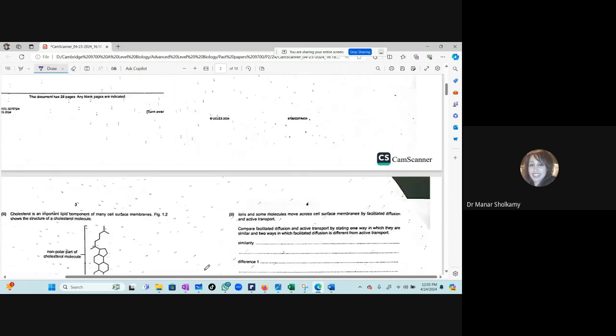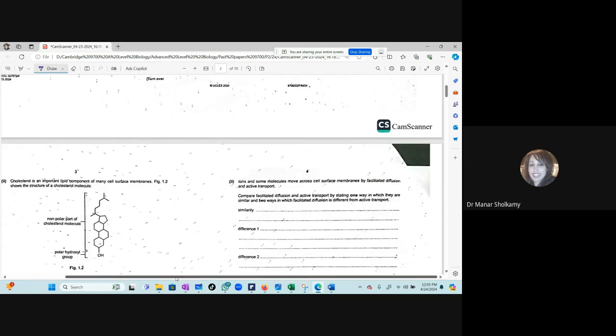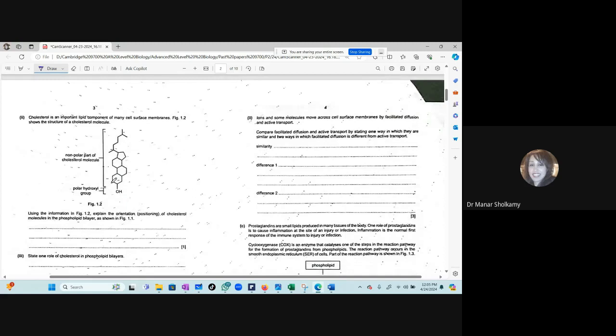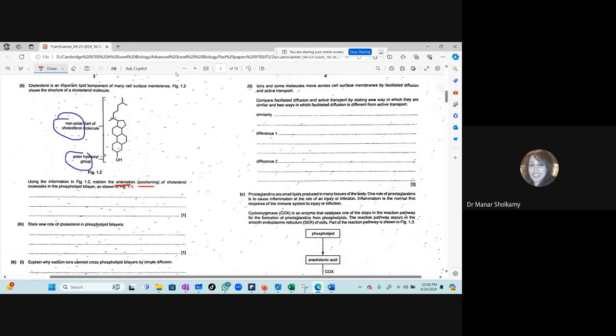Okay, let's revise together, even if they did not ask. Here, this is a cholesterol molecule, and they gave you the molecular structure. They told you there is a non-polar part and there is a polar part. We know that cholesterol is just like the phospholipid. It has a hydrophobic part and a hydrophilic part. Using the information in the figure, explain the orientation of the cholesterol molecules in the phospholipid bilayer. How is the cholesterol molecule positioned in the phospholipid cell membrane?